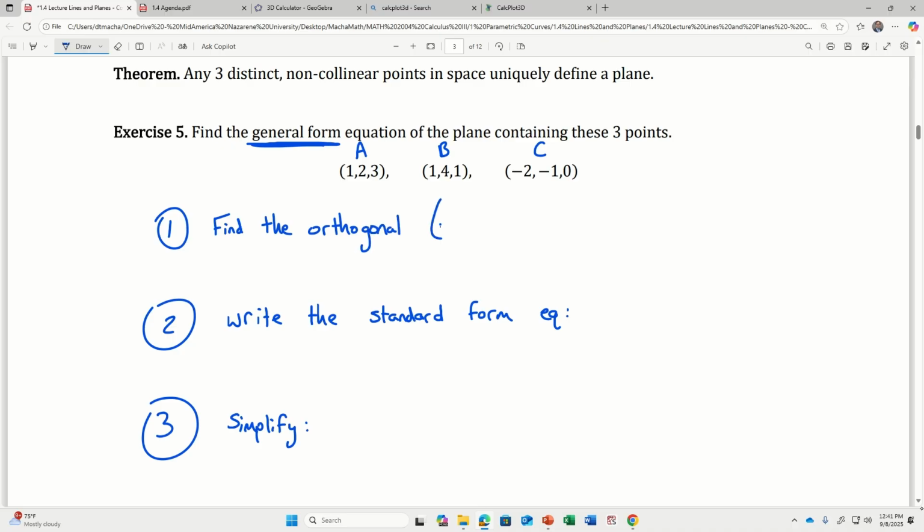And again, I could have called this the normal vector instead of orthogonal vector. That would be, I guess, a better way to say it: find the normal vector. And in order to do this, I need to first find the vector AB, which is just the point B minus the point A, and then the vector BC, which is just going to be the point C minus the point B. Or I could call it AC maybe. I don't know, I'm making this up.